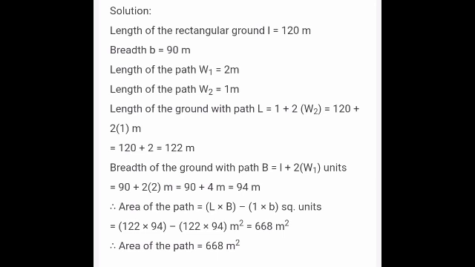Then what is the area of the path? Capital L into capital B minus small l into small b. Here capital L is 122 into 94 minus 120 into 90. When you multiply and subtract the numbers, we get the answer 668 meter square.